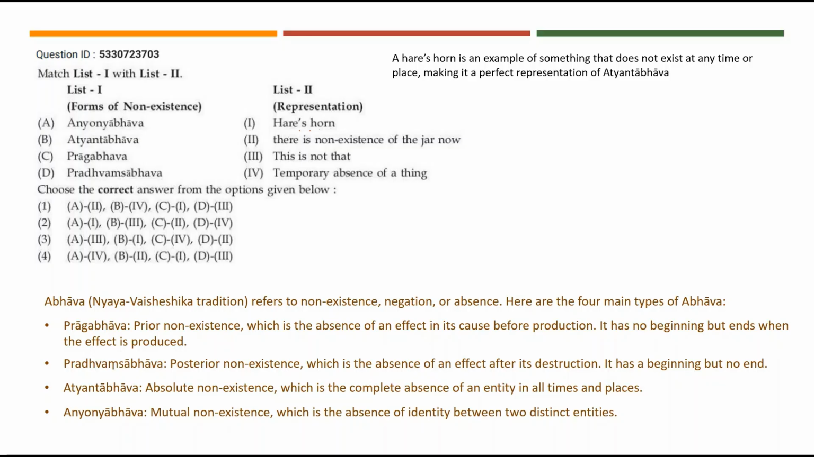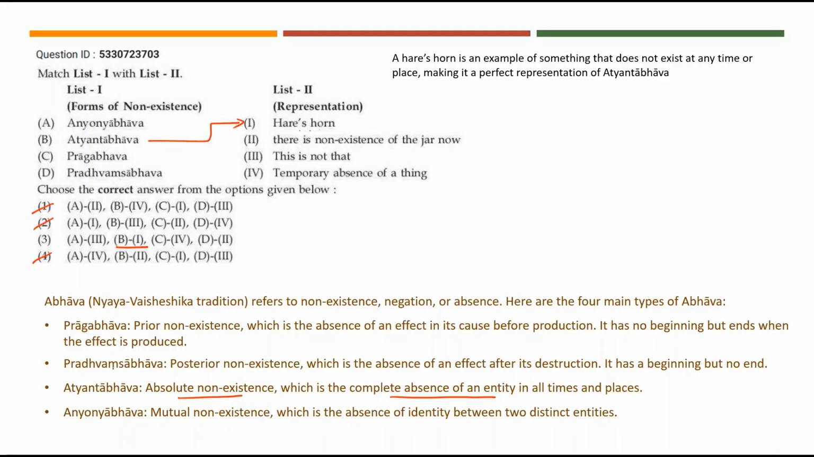What is atyanta bhava? It is absolute non-existence. It is the complete absence of an entity in all times and places. When you cannot find a horn on a rabbit, definitely that comes under atyanta bhava. So we can map B to 1. The only option that maps B to 1 is option 3. So we can rule out the other 3 options.